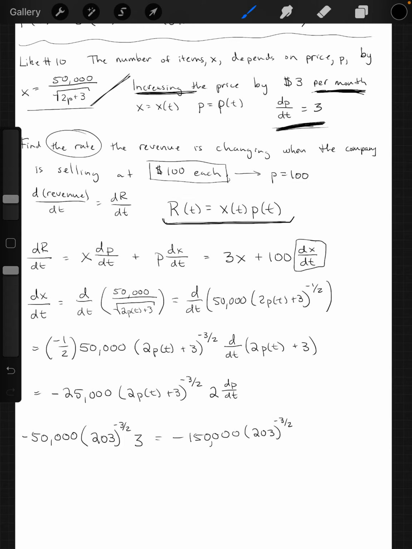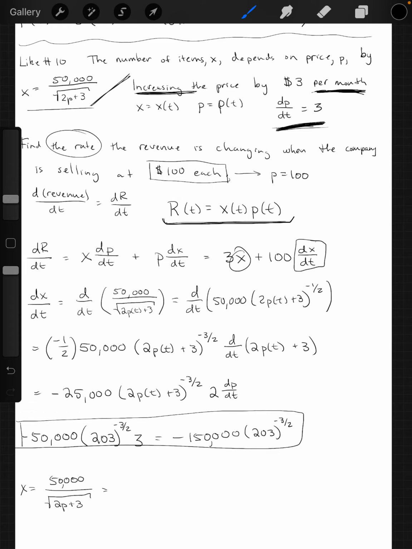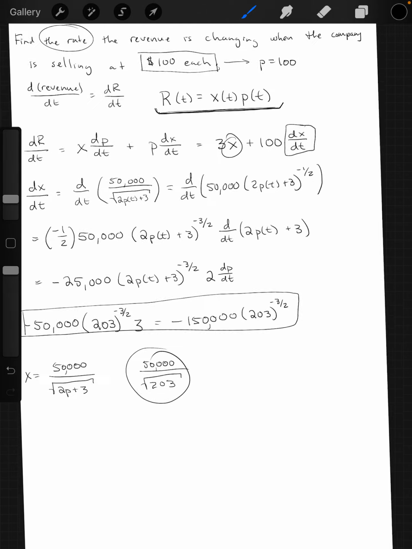And lastly, we need to figure out what x is. So this is going to be what we put where that box is. We have that x equals 50,000 over the square root of 2p plus 3. And we know that we want p to be 100, so that's what we'll plug in for that p there.